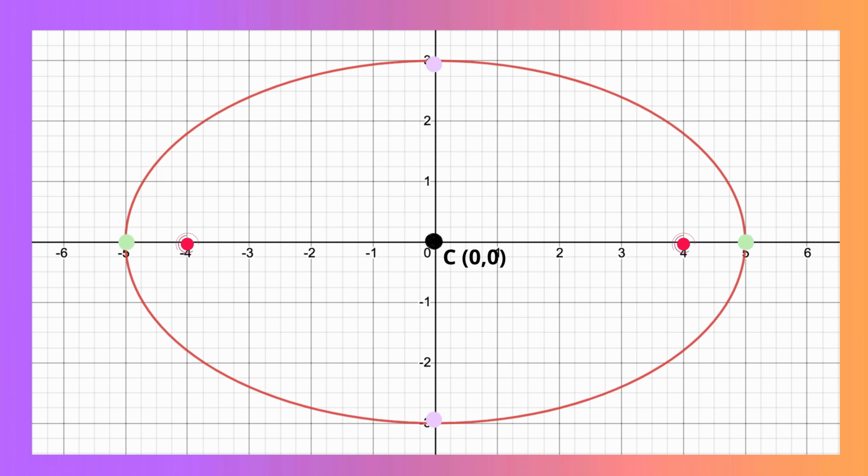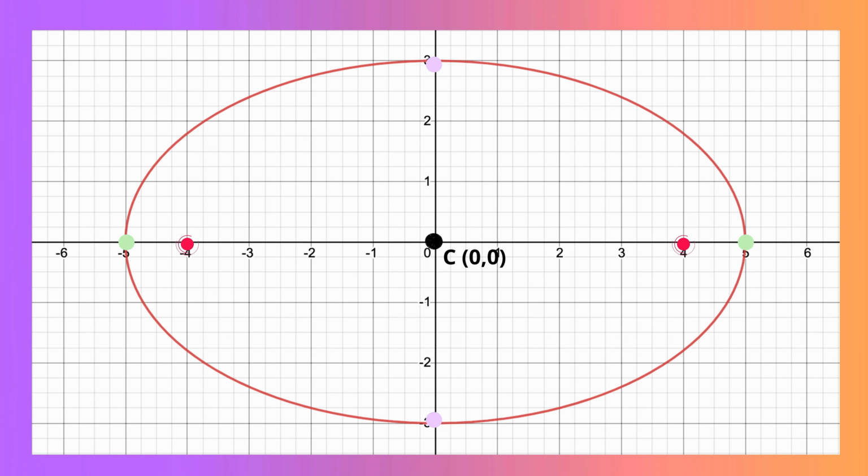For example, in this graph, with a equals 5 units, by counting the distance from the center to one of the vertices, we can say that the coordinates of the vertices are (negative 5, 0) and (5, 0). On the other hand, since the foci are both 4 units away from the center, we can just add and subtract 4 to the x-coordinate of the center to get (negative 4, 0) and (4, 0).